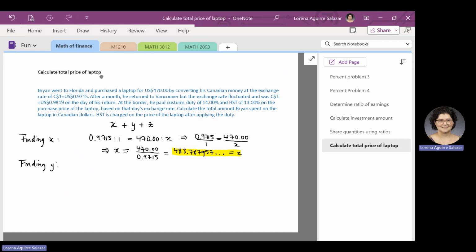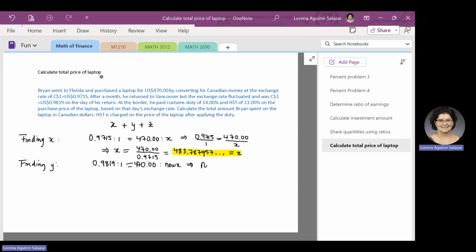Now, the value of the laptop is converted to Canadian currency at the border, when the exchange rate was $1 Canadian equals 0.9819 US. So now we have a new value of the laptop in Canadian dollars based on the current exchange rate. So at the border, the relation to keep in mind is that 0.9819 to 1 is $470 US dollars to a new X. So let's call it new X in Canadian money.